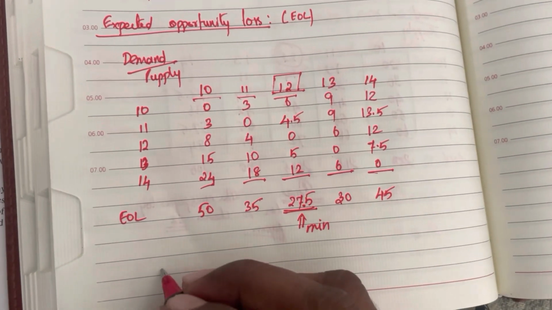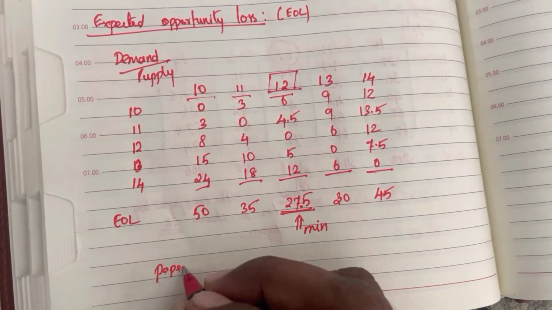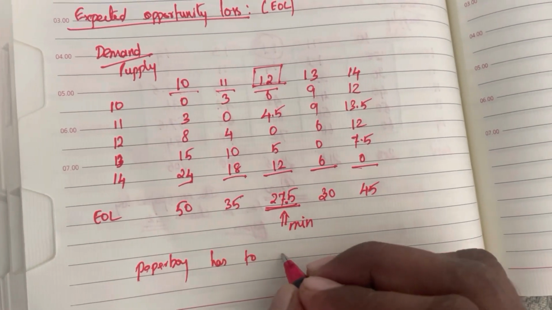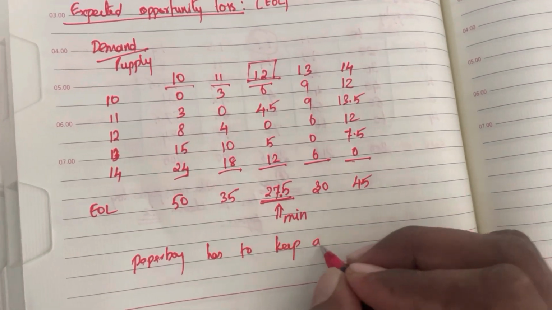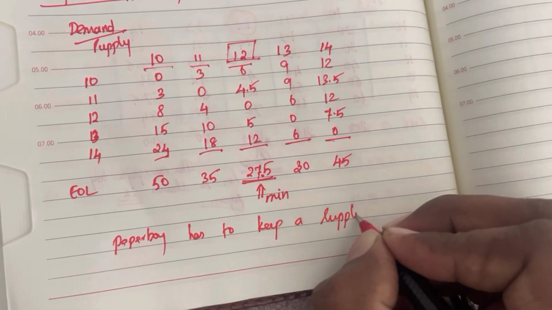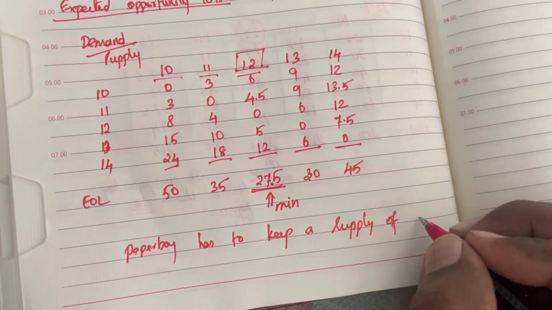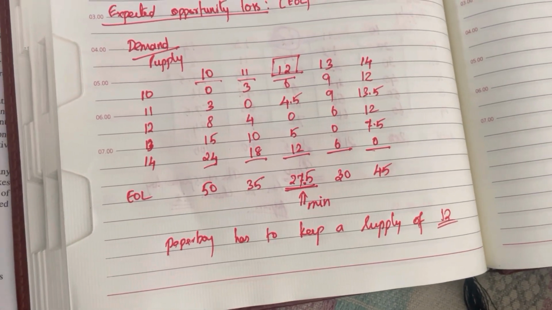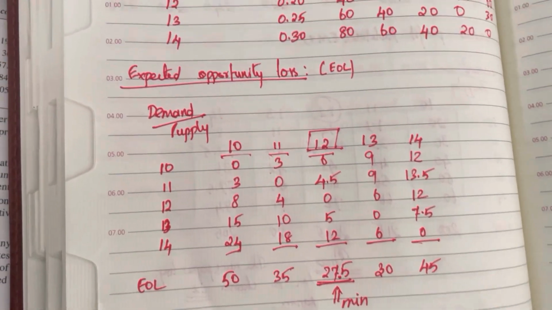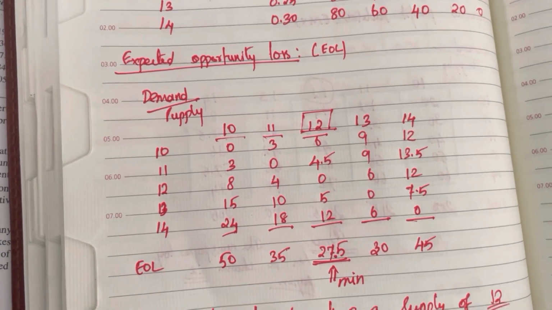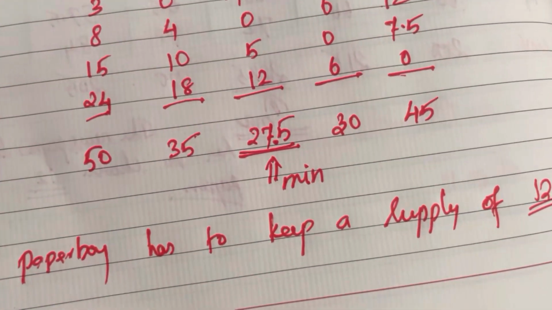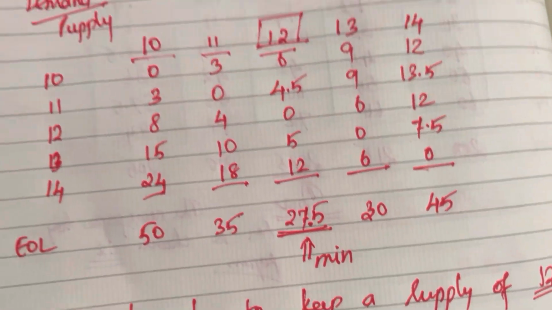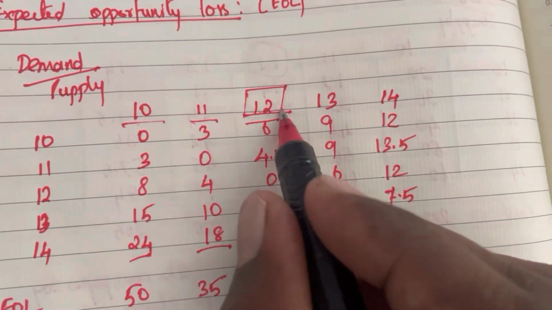If the paper boy has to keep a supply of 12. Okay, so that is the optimum answer when it is coming to your expected opportunity loss. Okay, so for expected opportunity loss, you need to find out the minimum. So the minimum is 27.5 and it belongs to 12 as supply.